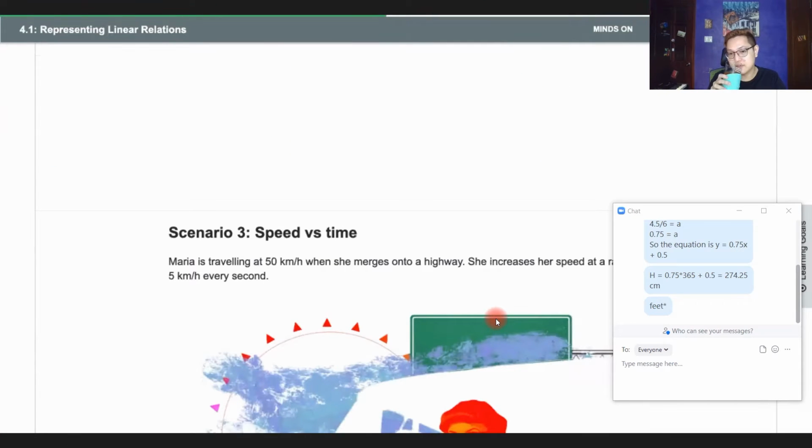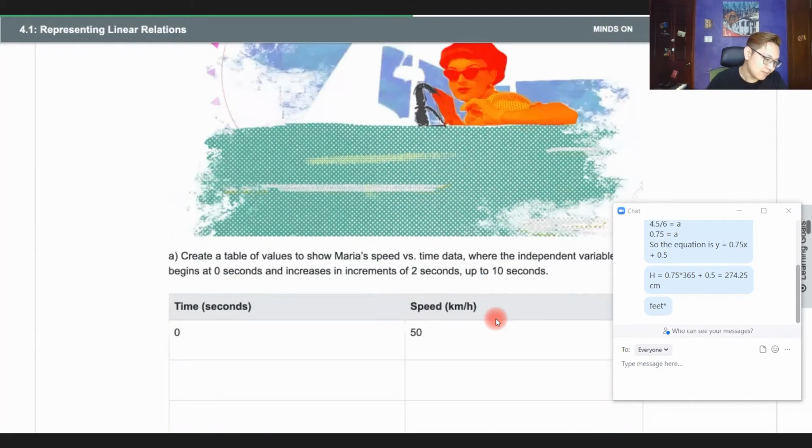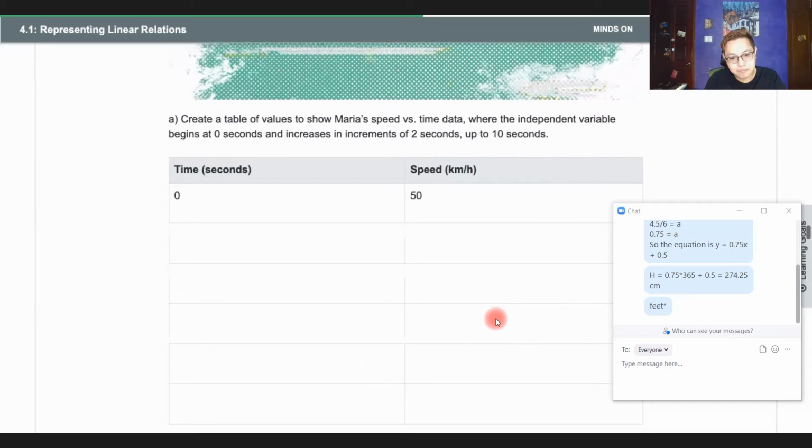Scenario 3: speed versus time. Maria is driving at 50 kilometers per hour. When she merged onto a highway, she increased her speed at a rate of 5 kilometers per hour every second. Create a table of values to show Maria's speed versus time data, where the independent variable begins at 0 seconds and increases in increments of 2 seconds up to 10 seconds.